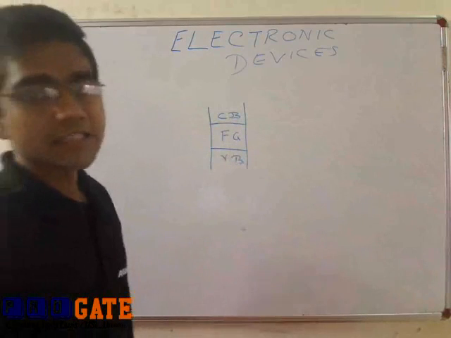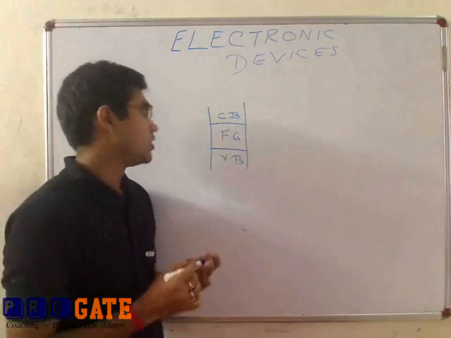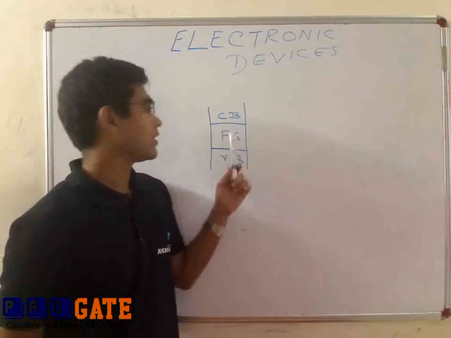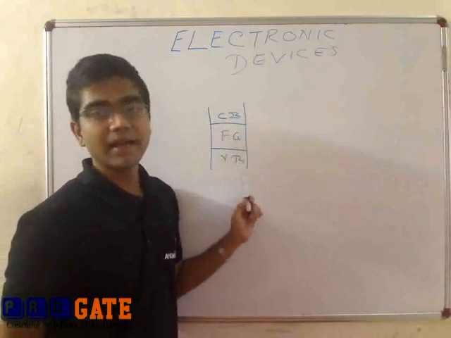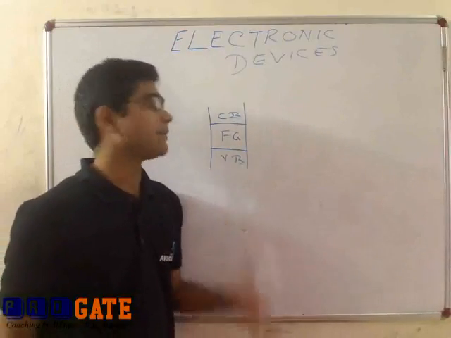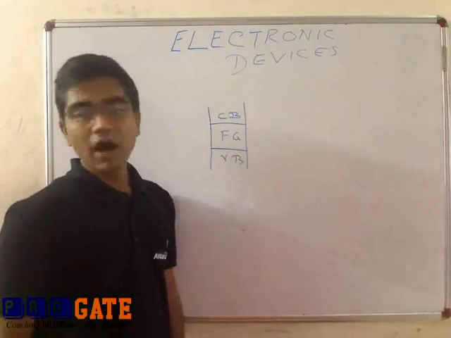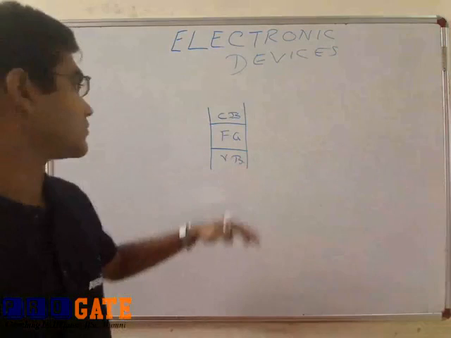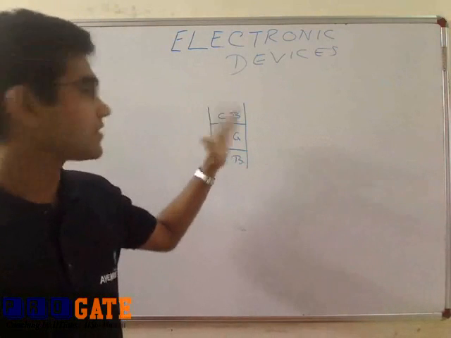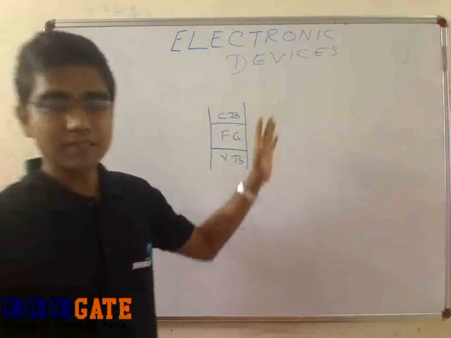An energy band consists of three layers. One is the conduction band, one is the valence band, and in between is something called a forbidden gap. Now, how does this energy band come up? These things we are going to discuss in about 5 minutes or so.